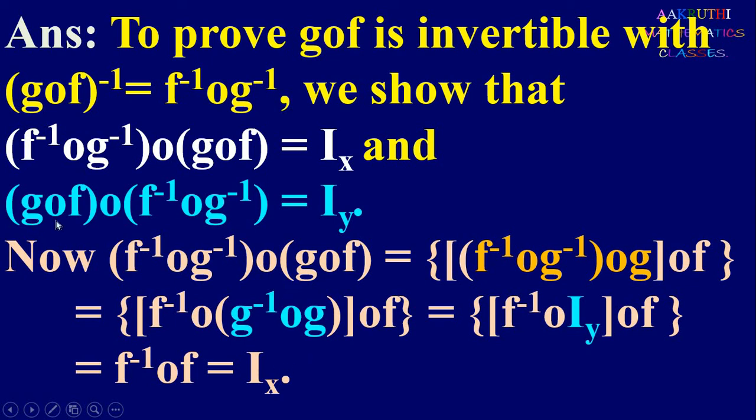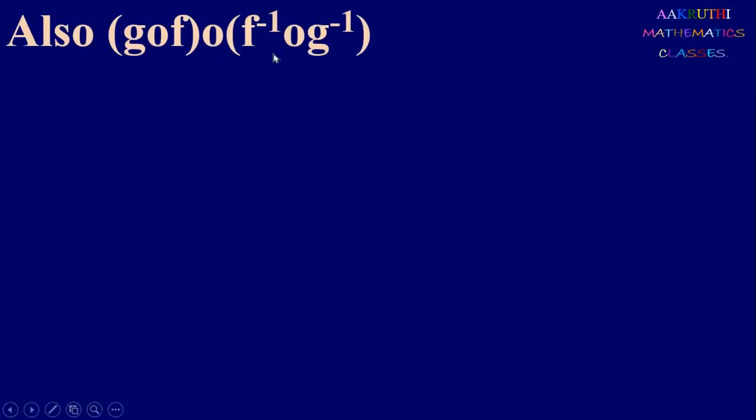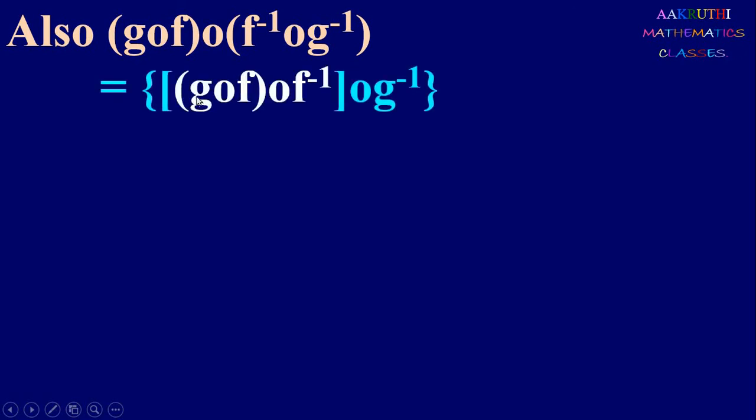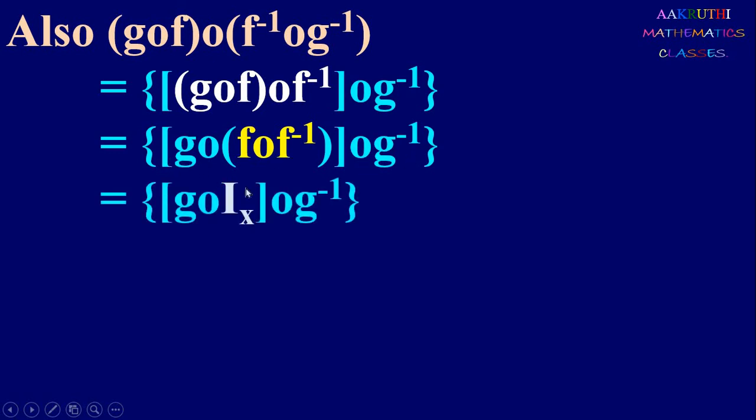So next we prove g composite f composite f inverse composite g inverse is the identity function. So we consider g composite f composite f inverse composite g inverse. Now here we change the bracket, so we can write g composite (f composite f inverse) composite g inverse. Again we can change the bracket here and we can write g composite f inverse composite g inverse. Now here f composite f inverse is Ix, so therefore we can write g composite Ix composite g inverse. Therefore we get g composite Ix composite g inverse.